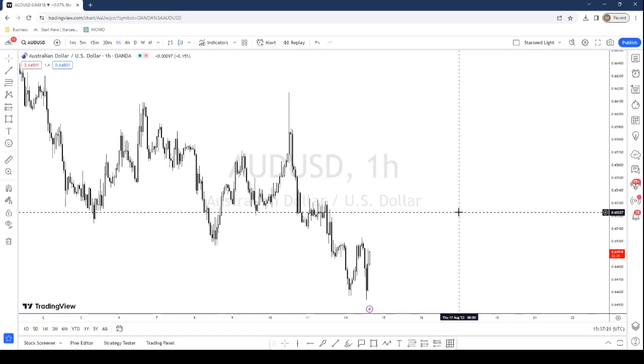And I think I figured out what the imbalance is, the fair value gap. That part I think I get. So if you can balance me on that one, it'll be great.